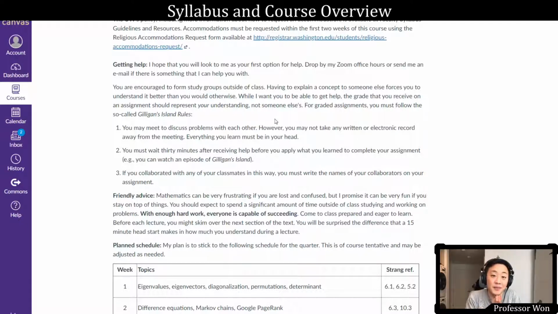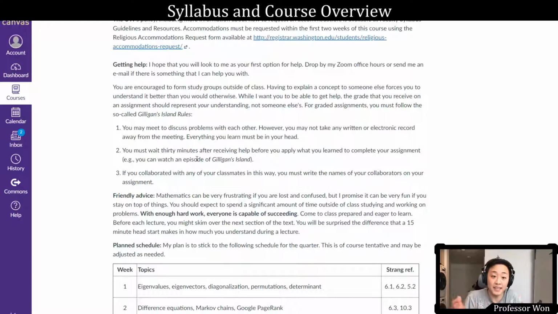After you've had this help, you have to wait at least 30 minutes before writing anything down. They're called the Gilligan's Island rules because you could watch an episode of Gilligan's Island in between when you've met with your group and when you write something down. This is to guarantee that you're not just copying something that somebody else said, that it got into your brain, that you learned it, and then you are now writing down stuff that you understand onto your paper.